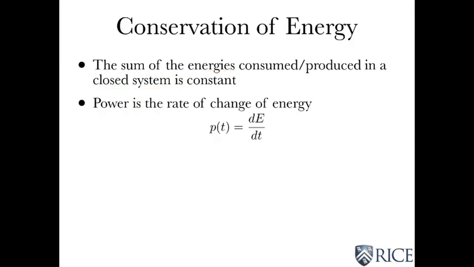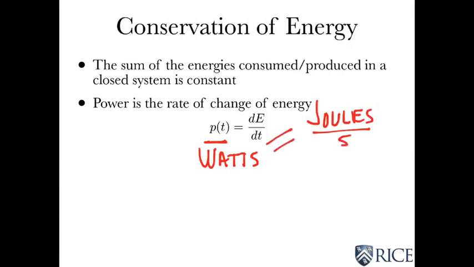Power is the rate of change of energy with time. So that's just a definition. P is usually measured in watts, and to be consistent with this definition, the energy would be in joules and time would be in seconds. So a watt is a joule per second.